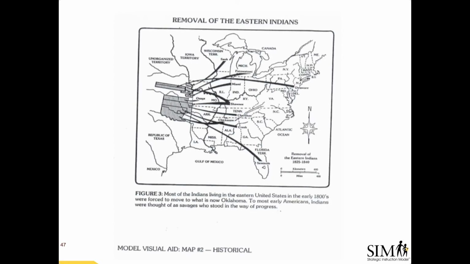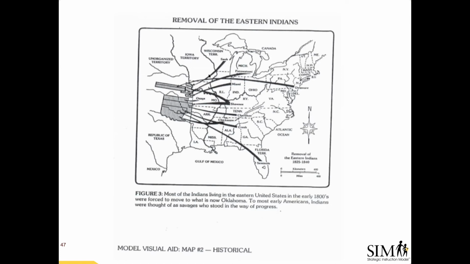Well, at first I thought it was maybe like arrows or directional things, but I think I'm not correct on that. Well, look at the bottom of the caption. Most of the Indians living in the eastern United States in the early 1800s were forced to move to what is now Oklahoma. To most early Americans, Indians were thought of as savages who stood in the way of progress. So you're right. I think those are arrows.